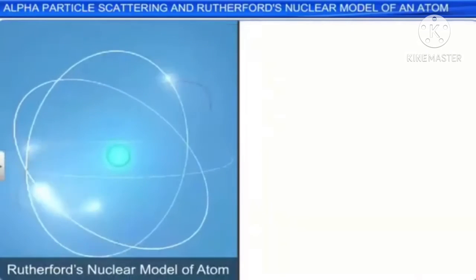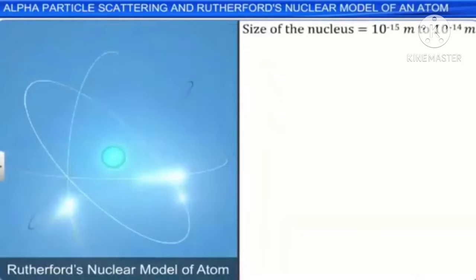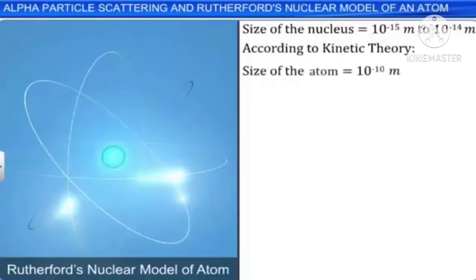Based on Rutherford's experiments, the size of the nucleus was estimated to be around 10^-15 meter to 10^-14 meter. According to the kinetic theory of gases, we know that the size of an atom is about 10^-10 meter. So, the atom is about 10,000 to 100,000 times larger than its nucleus.